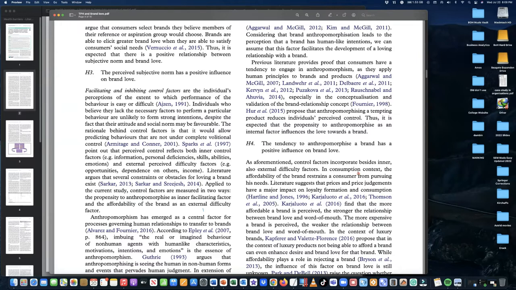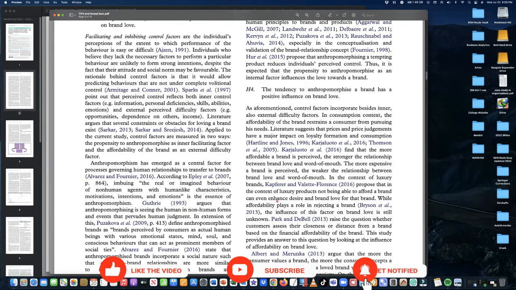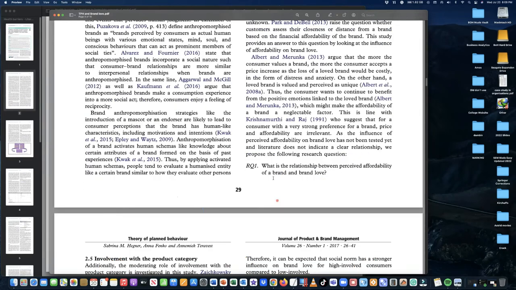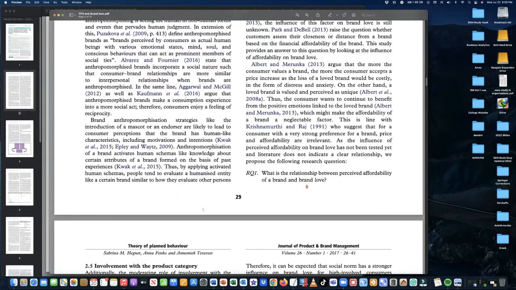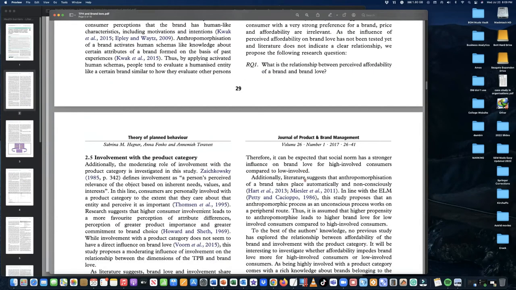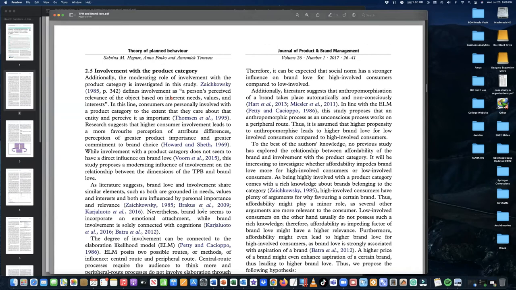Okay. So as aforementioned, control factors incorporate besides internal also external difficulty factors. In a consumption context, affordability of a brand restrains the consumer from pursuing his needs. So affordability becomes another issue. He talks about the fact that affordability can also affect the brand and the brand love.